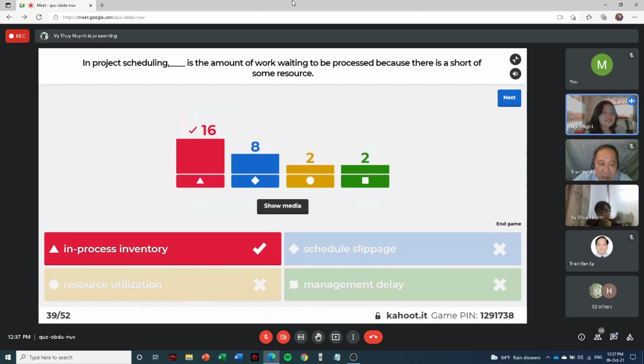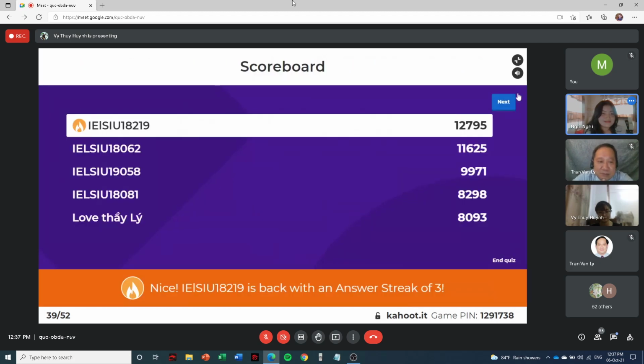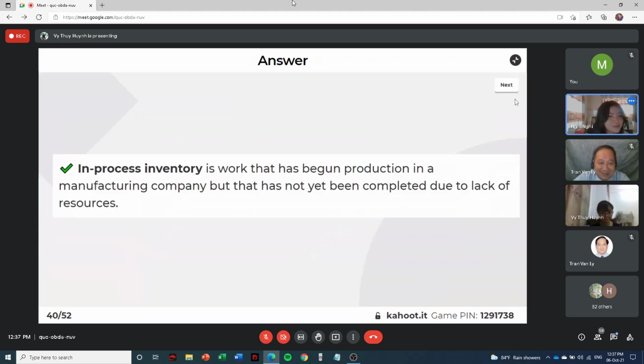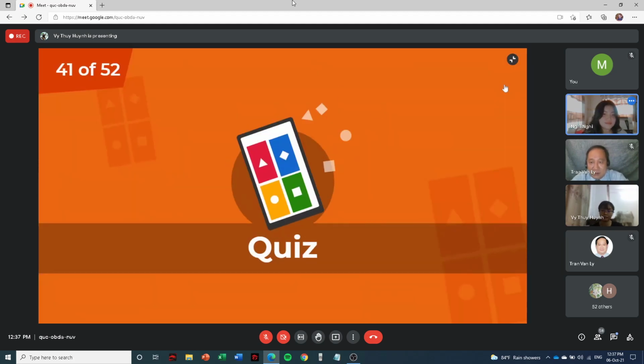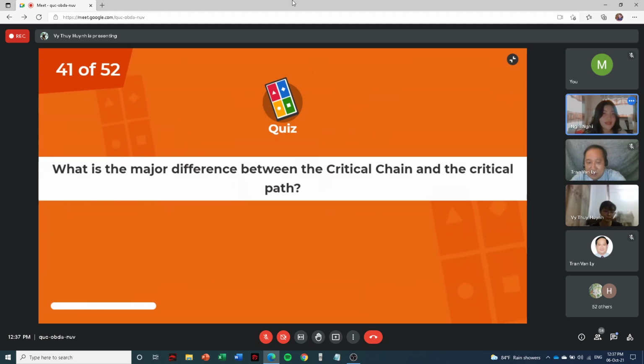Yes, the right answer is in-process inventory. Oh, okay. Try harder. So in-process inventory is work that has begun production in a manufacturing company, but that has not yet been completed due to lack of resources. Okay.